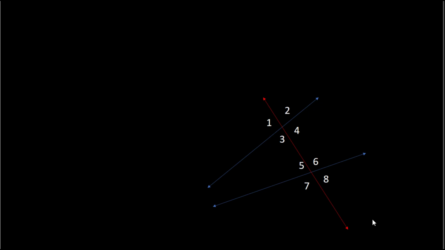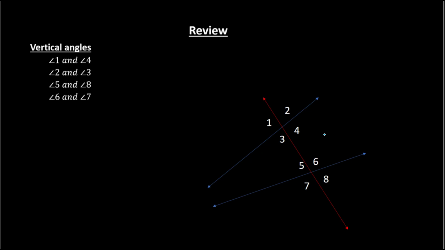And lastly, we'll finish this lesson with a quick review from a previous lesson. The review includes vertical angles as well as adjacent angles. Remember, vertical angles would be something like 1 and 4. These are across from each other, so those are vertical angles. Or 2 and 3 would be vertical, they're across from each other. 5 and 8 are vertical, and 6 and 7 are vertical because they're across from each other.